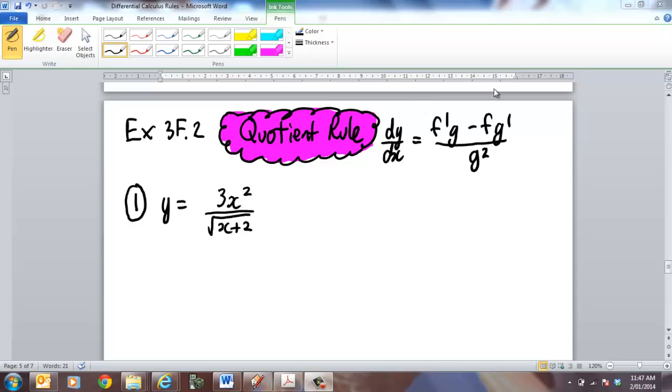It's very similar to the product rule. With the product rule, you would have found that it didn't really matter which one you picked as your f and g. In this particular case, we have to make sure we pick our top function to be our f function and our bottom function to be our g function. If you don't do that right, you'll get the wrong answer, all right?